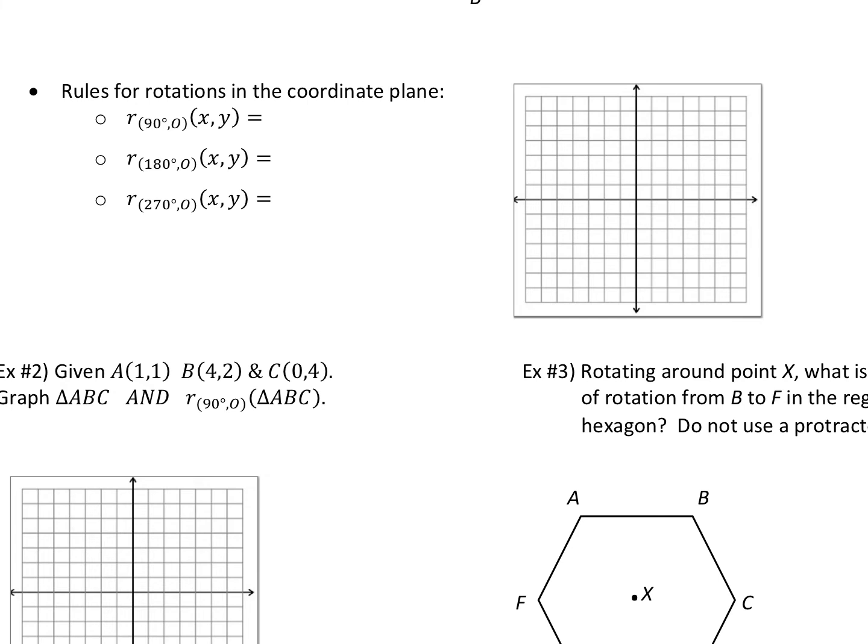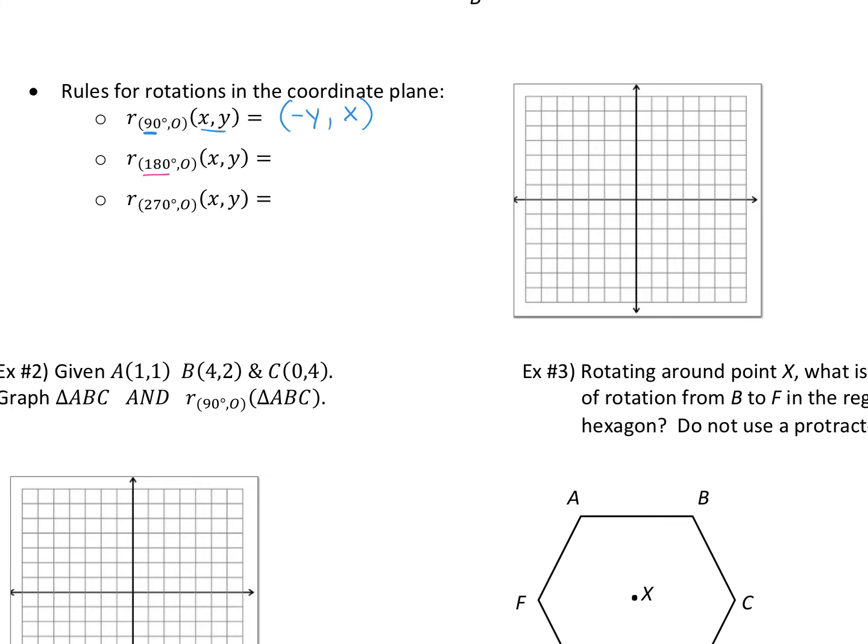If you rotate 90 degrees, whatever point you started with, X and Y, what happens is you end up taking the opposite of your Y value, and that becomes your X value. And then your X value becomes your Y value. Okay, and I'll show you all of this in just a minute, but I'm going to give you all the rules first. So that's the first one.